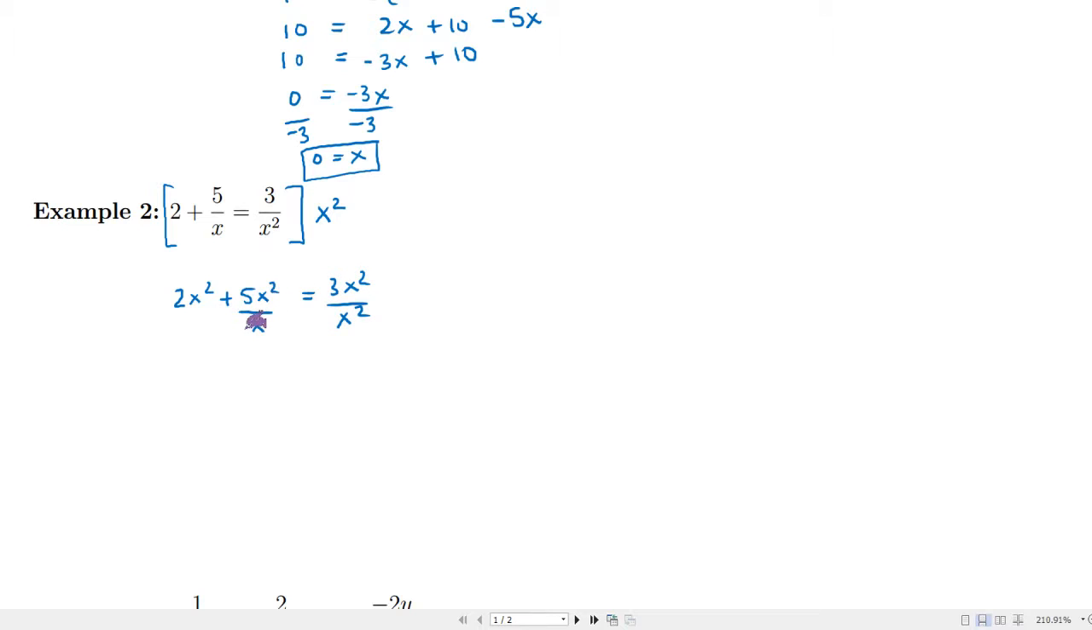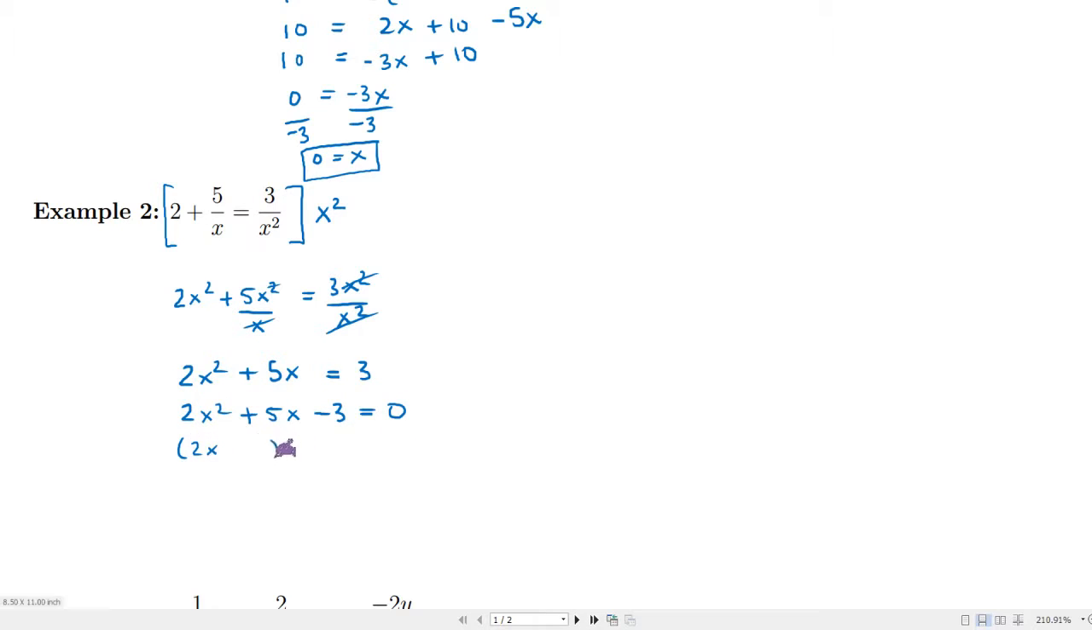So what happens? Well, the x reduces that to just an x, not an x squared. The 3x squared and the x squared reduce, so now we have 2x squared plus 5x equals 3. Now we have to solve this. How do we solve an expression like that? Well, we're going to subtract the 3 over, and now this is a solving by factoring problem. So now we're going to have to factor this.